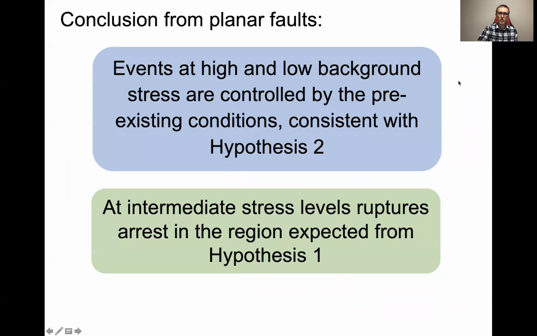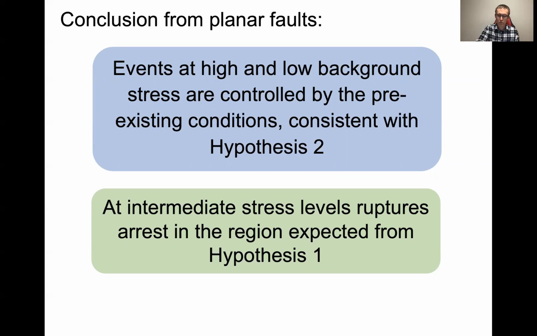Now this is consistent with both hypotheses, depending on what stress regime we're in. So events at high and low background stress seem to be principally controlled by the pre-existing stress conditions. Even though we've perturbed the fault by adding pore pressure, at very, very low stress values, those events are just going to arrest. There's not enough stress to sustain them. Or conversely, at very high background stress levels, the presence of the pore pressure perturbation doesn't really matter in terms of the final size of the earthquake. It's going to just rupture right on through the pressure boundary. At some intermediate stress level, neither too high nor too low, ruptures are actually controlled by the spatial extent of pore pressure, and we saw that in the example rupture.